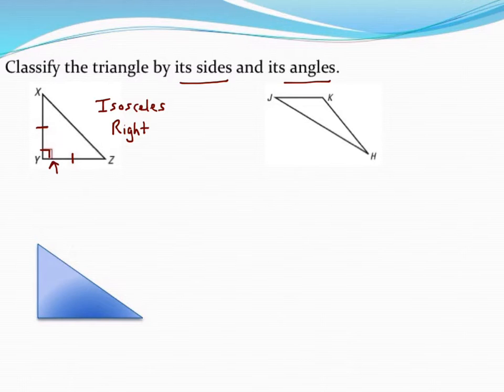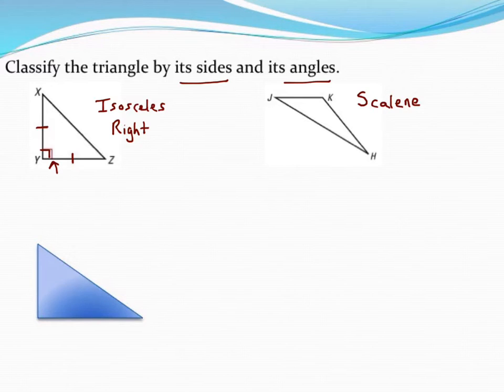Next picture, based on its sides, none of the sides have any tick marks on them, which leads me to believe that all the sides are different lengths. I can also see, very clearly, that the sides are not even close to being the same. So I'm going to call this a scalene triangle, meaning all three sides are different lengths.